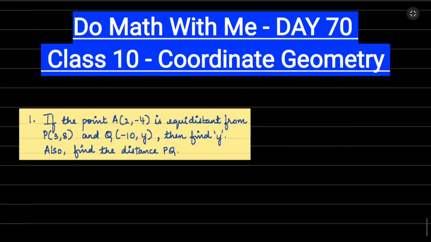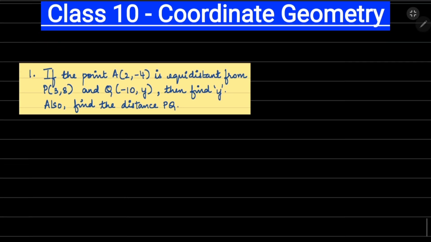Let's get started. The very first question is, if the point A given by 2, minus 4 is equidistant from the points P 3, 8 and Q minus 10, y, find y. Also find the distance between P and Q. Let's draw whatever is written here.